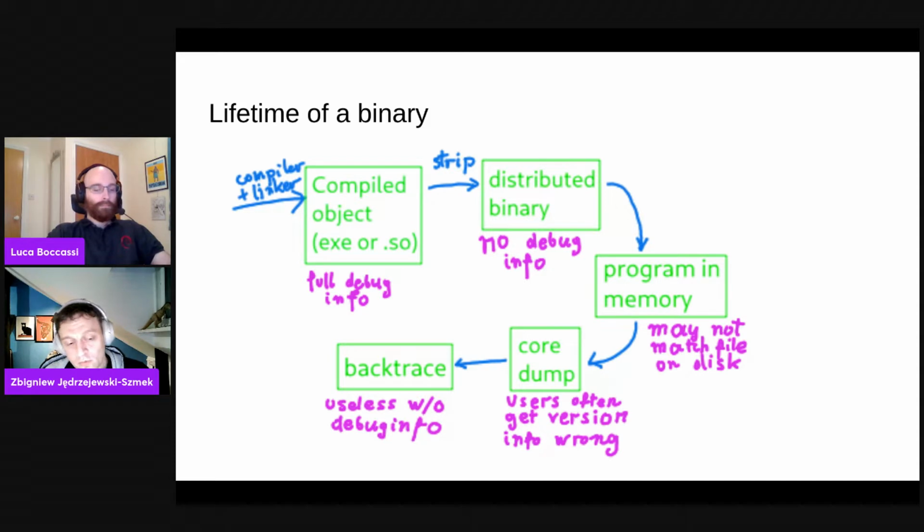And when the information about the crash goes back to the maintainers of the package, to actually make use of this core dump or the backtrace, we need to undo all the steps and retrieve full information about the original version of the program and the debug symbols.